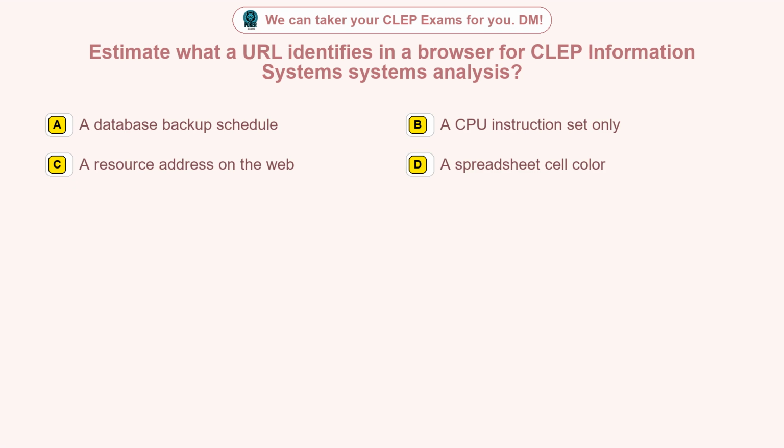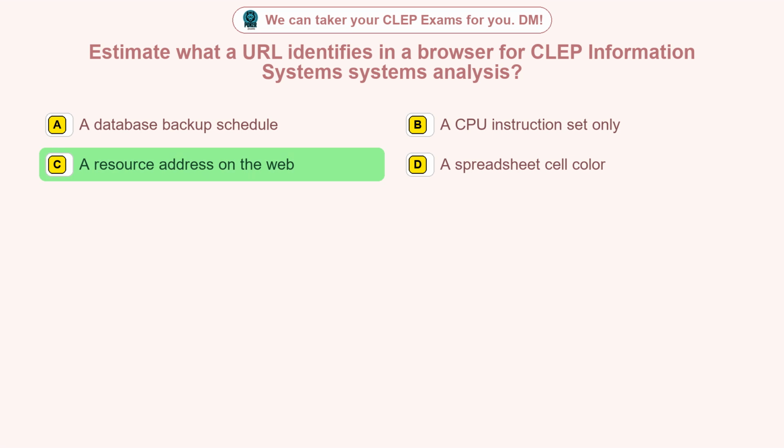Question 32. Estimate what a URL identifies in a browser for CLEP Information Systems analysis. Option A. A database backup schedule. Option B. A CPU instruction set only. Option C. A resource address on the web. Option D. A spreadsheet cell color. The correct answer is option C.